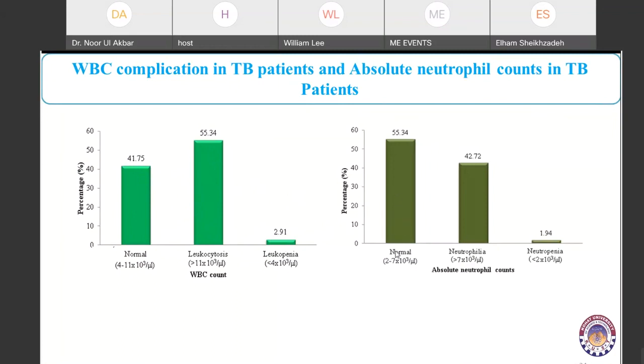These are the normal ranges of the absolute neutrophil count. 55.34% of patients had normal counts, but 42.72% had neutrophils greater than 7 × 10^3, while neutropenia was observed in 1.94%. The neutrophilia, with a range above 7 × 10^3, was 42.72%, which is the highest.